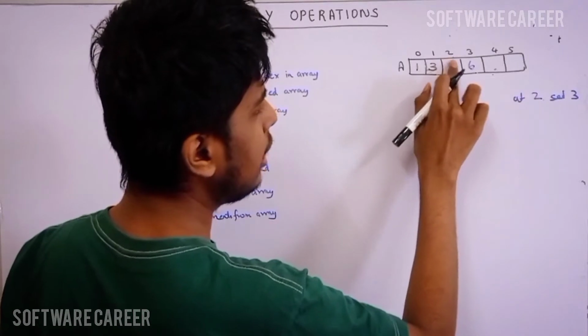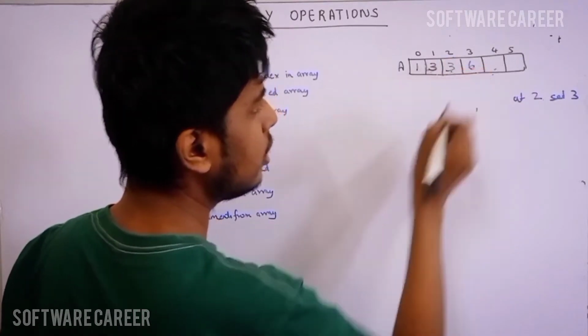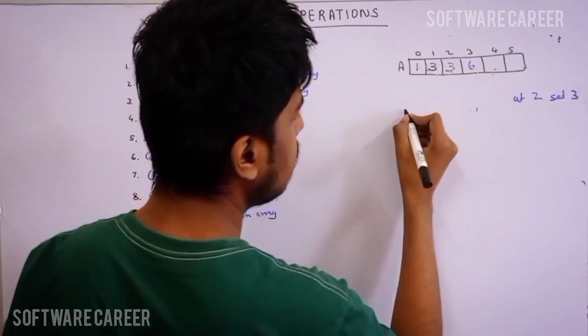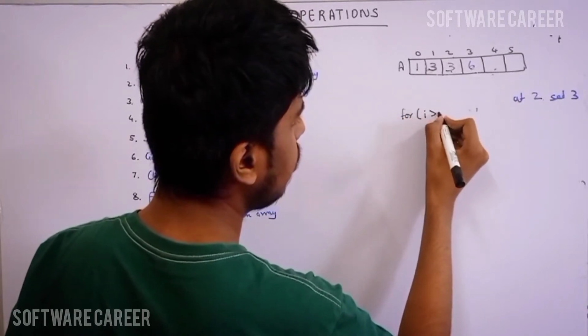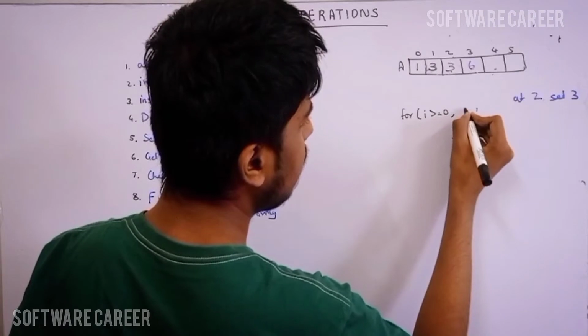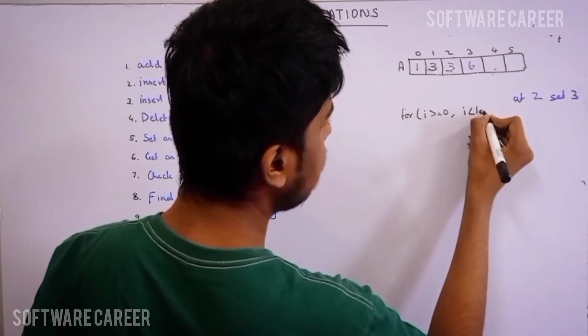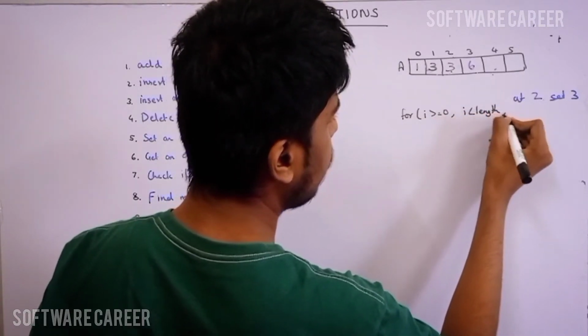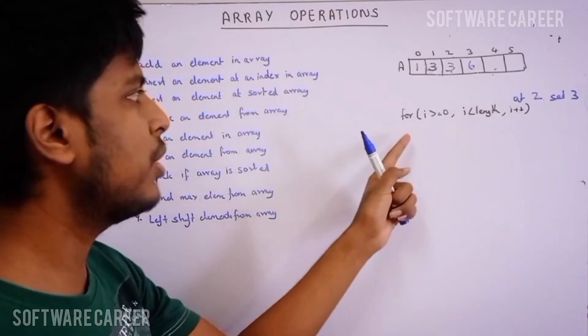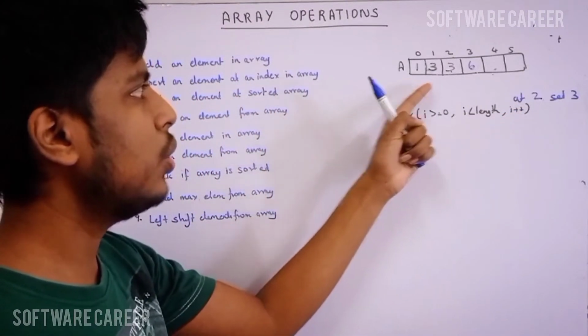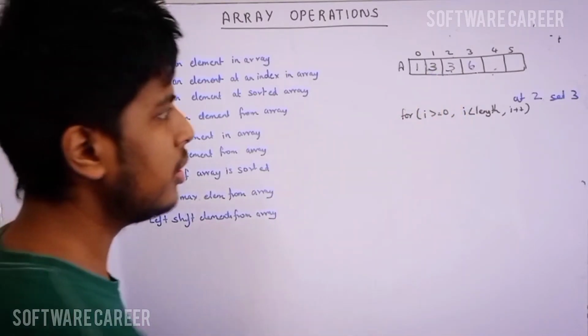Now here 9 changes to 3. How will you write it? For i greater than or equal to 0, comma, i less than length, comma, i plus plus. The index should be between 0 and length minus 1. So I am writing this condition.